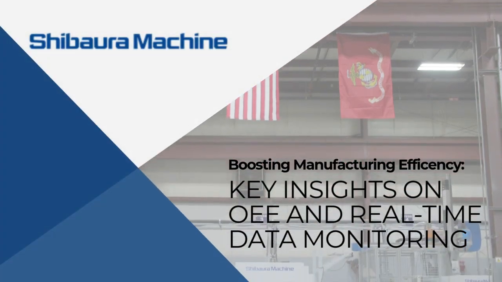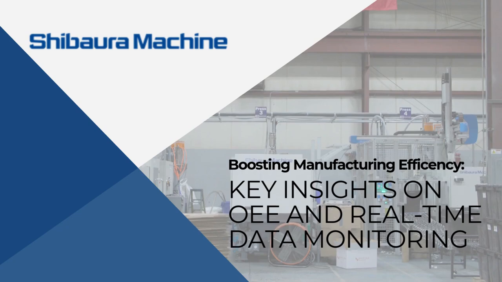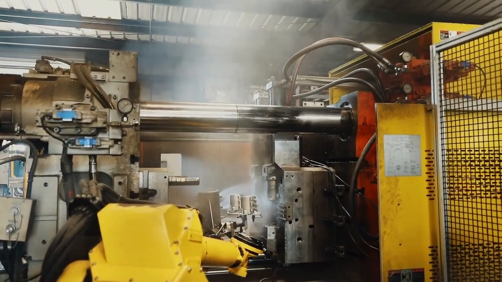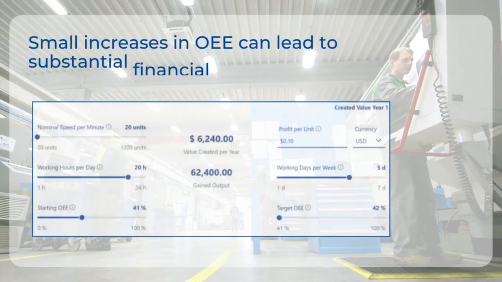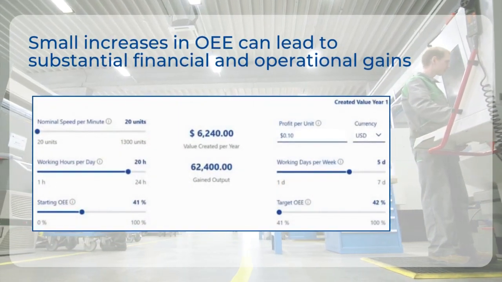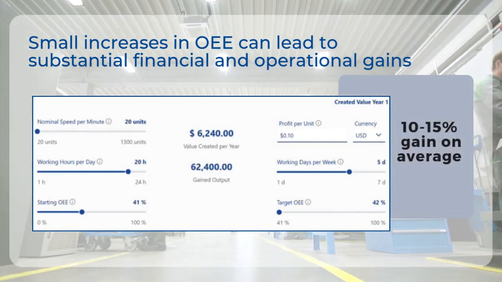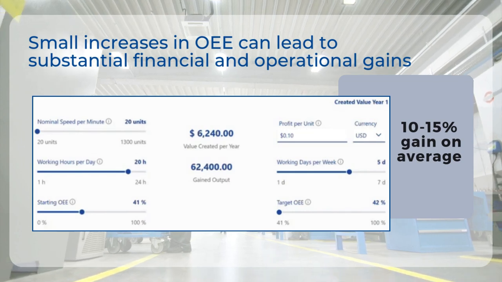OEE stands for Overall Equipment Effectiveness. No matter what form of manufacturing you're going to do, OEE can be a very good metric to see where you're at in that factory. On average, customers, when we go out and show them how to use this properly, typically see gains of 10 to 15%. We want to look at the process and optimize it.